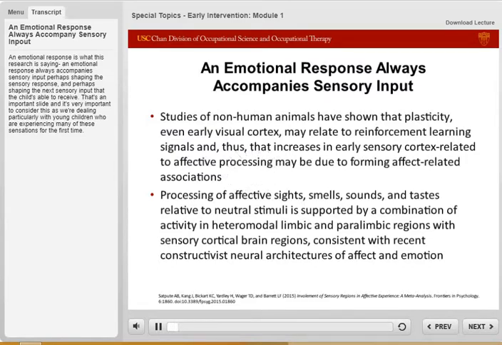So an emotional response is what this research is saying. An emotional response always accompanies sensory input, perhaps shaping the sensory response, and perhaps shaping the next sensory input that the child is able to receive. That's an important slide. And it's very important to consider this as we're dealing particularly with young children who are experiencing many of these sensations for the first time.